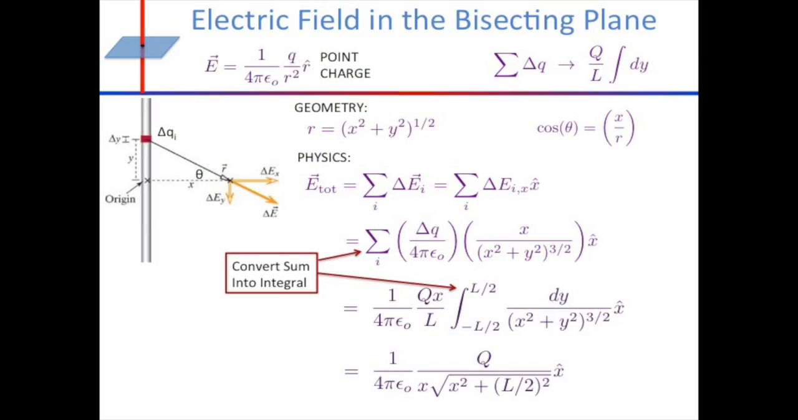So here's the electric field that we just wrote down. E total is 1 over 4 pi epsilon naught q over x square root of x squared plus L over 2 squared in the x hat direction. But I want to think about letting the rod become infinite in length. So for an infinite rod, I'm going to take the limit that L goes to infinity.